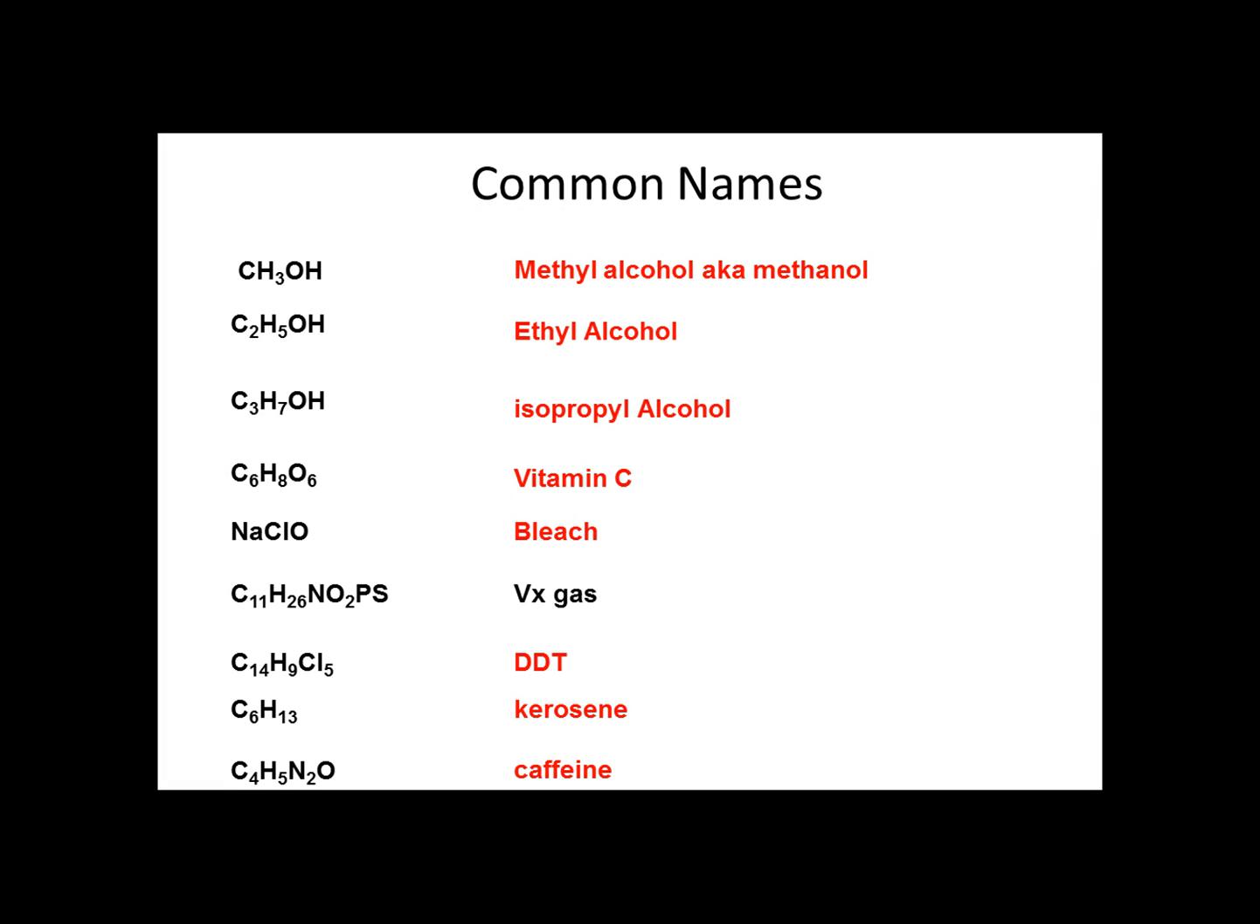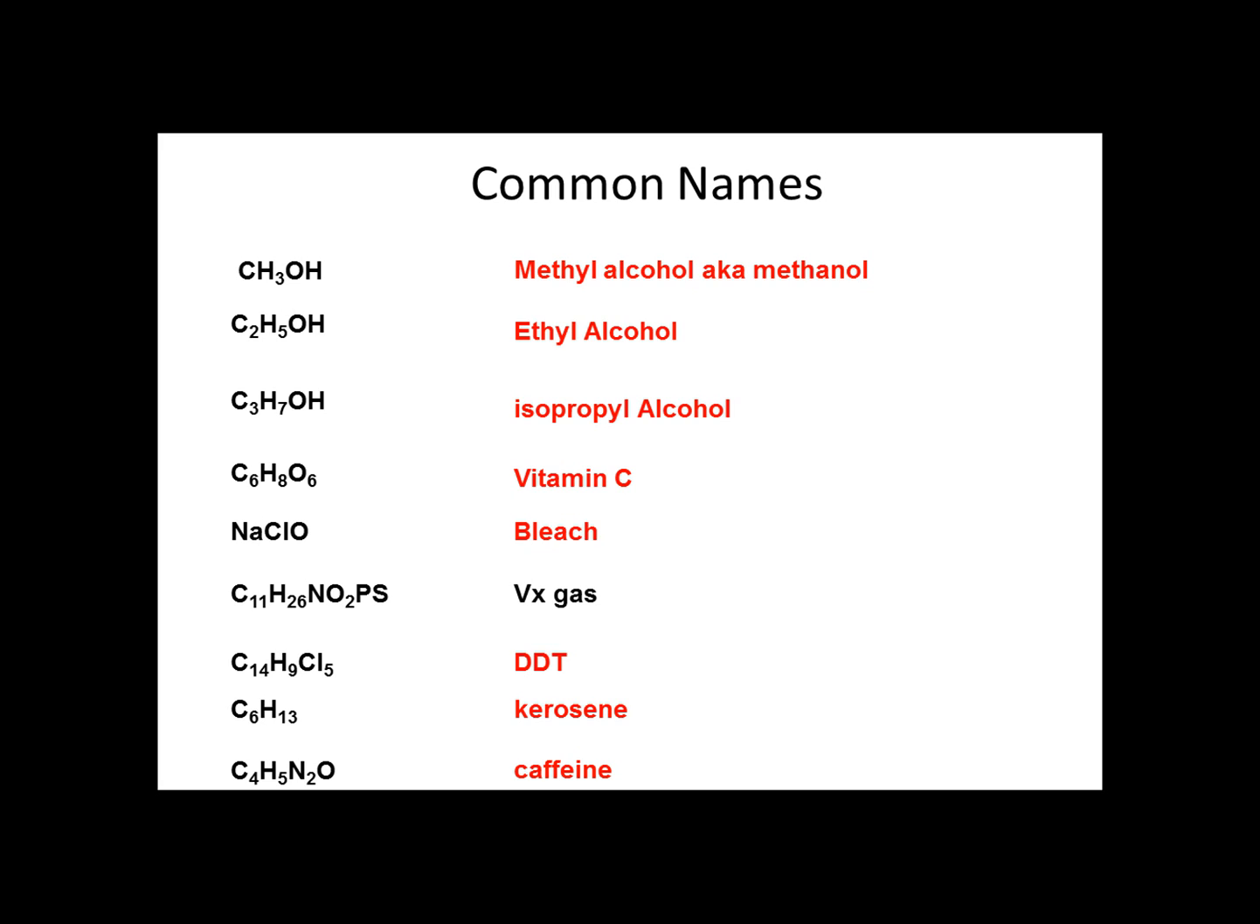Common names. These are the things that people know about because they work with them all the time. They have names that everybody in the industry knows. CH3OH is methyl alcohol, also known as wood alcohol. It's very poisonous. As little as half a shot glass width is enough to make you blind, and a little bit more will kill you.